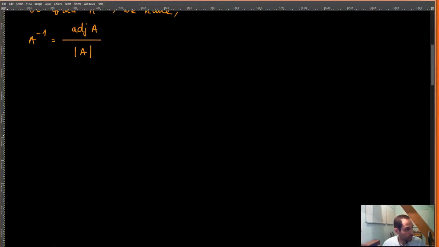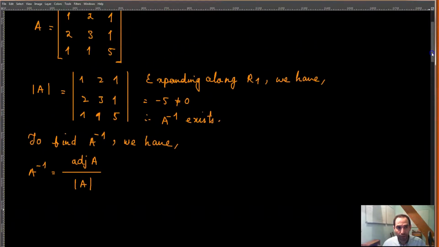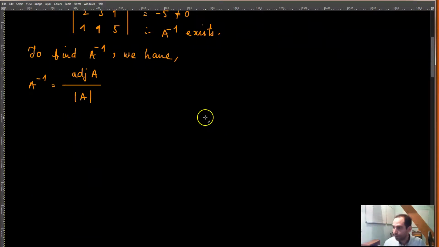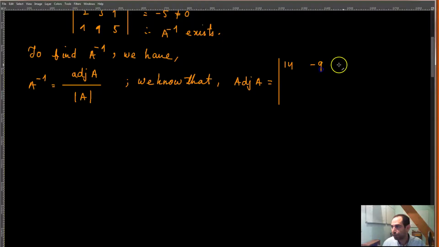So now I'm going to go back to where we were. Basically, what we can do is that I know the adjoint of A. We know that the adjoint of A is this matrix: 14, -9, -1, -9, 4, 1, -1, 1, and -1. And so the adjoint of A is equal to this matrix.